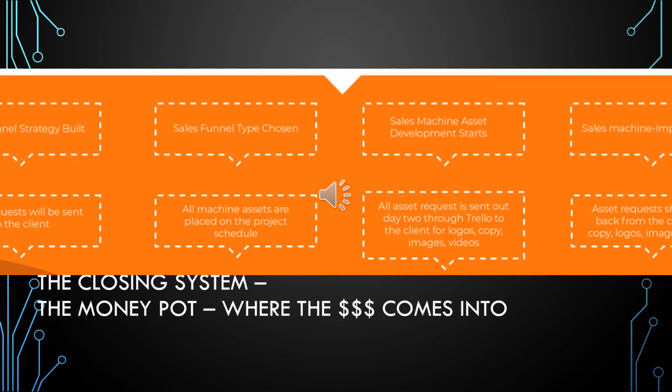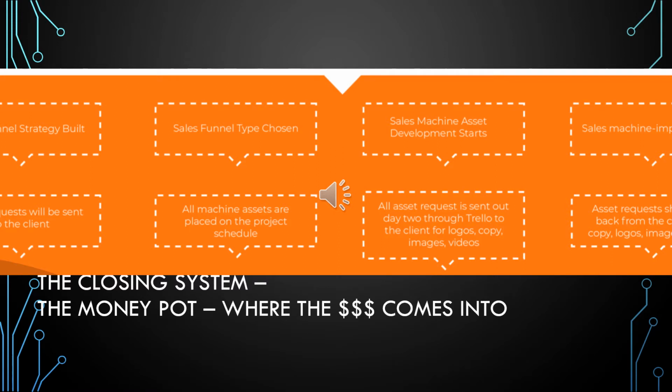The closing system, the money pot. This is where the money comes in. Okay, so let's start. The sales funnel strategy is built. Then the sales funnel type is chosen. Then the sales machine asset development starts. That means that all the pieces will be sent over to the graphics team for development for images, as well as any kind of video design and infographic support. Sales machine is then implemented.